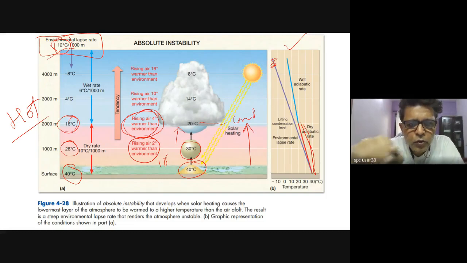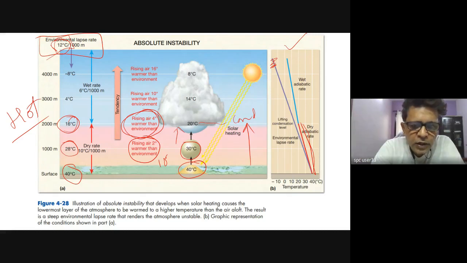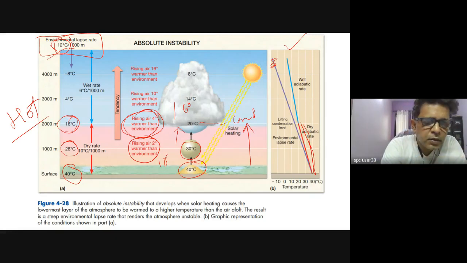And the moment it is going to go into condensation, you'll see that the wet adiabatic lapse rate is going to apply. And instead of now falling by 10 degrees, it is going to fall by 6 degrees. So from 20, it has come to 14. But what happens here? This side, what happens here? It still continues at the rate of wet adiabatic lapse rate after condensation.